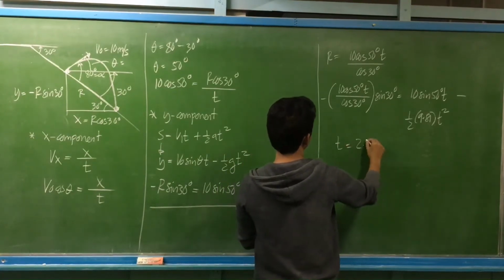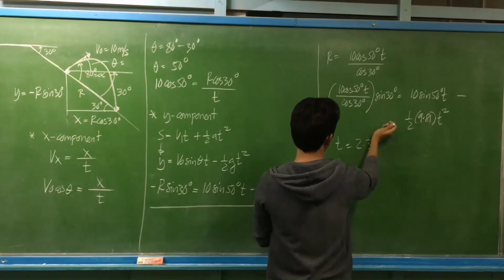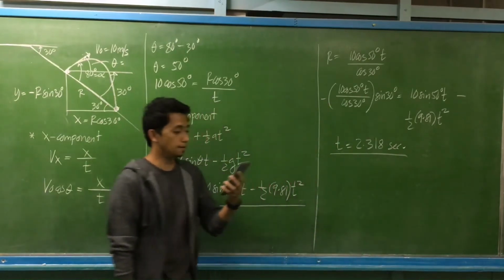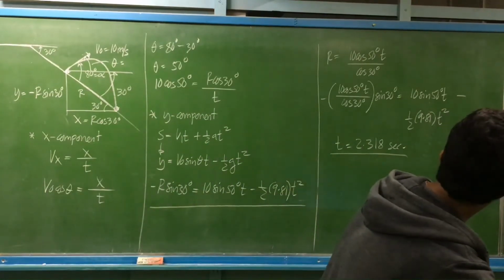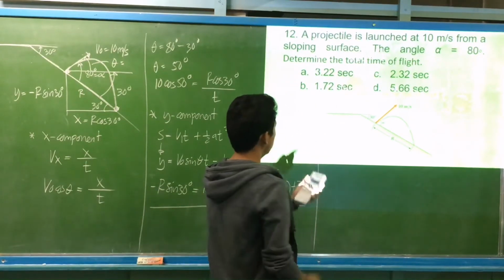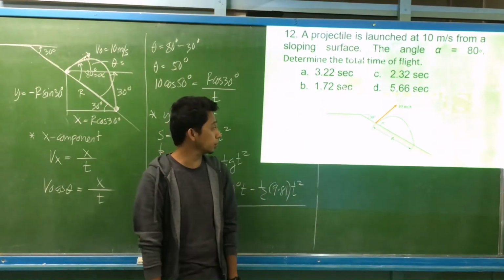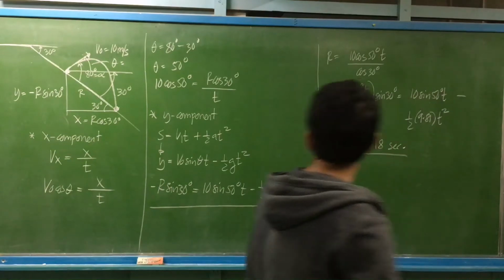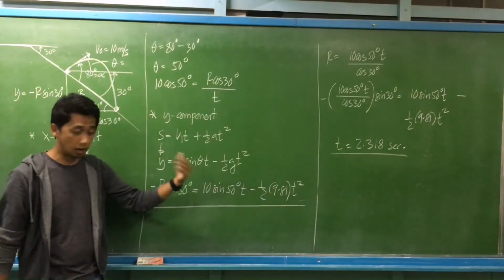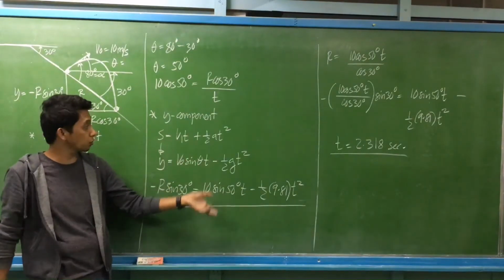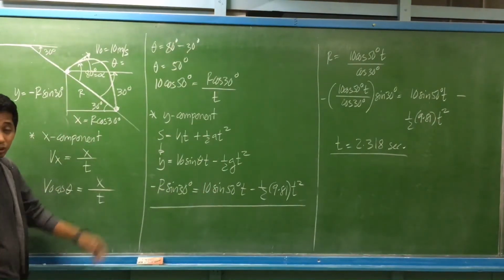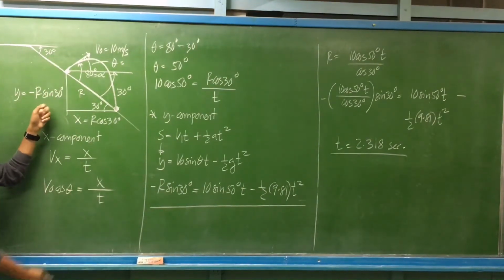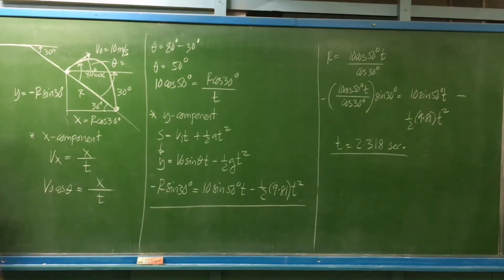we have a time of 2.318 seconds. So that will be the time of flight. And in our choices, we have letter C, the nearest value, 2.32, to the value 2.318. As you can see, all you have to do is manipulate the existing equations, our initial equations. All you have to do is manipulate, substitute, then formulate your own equation to solve this type of problem.